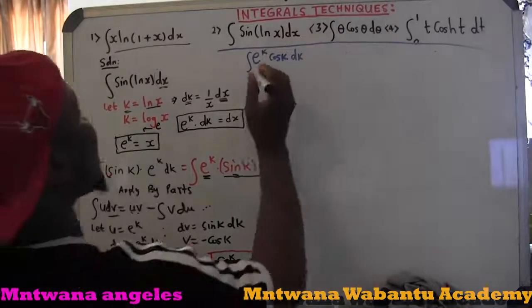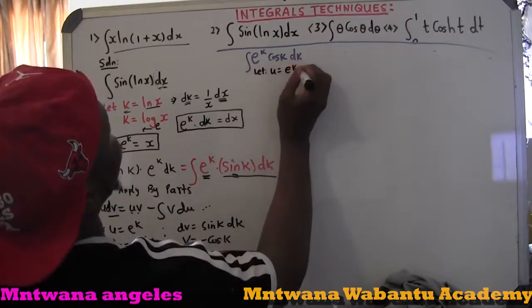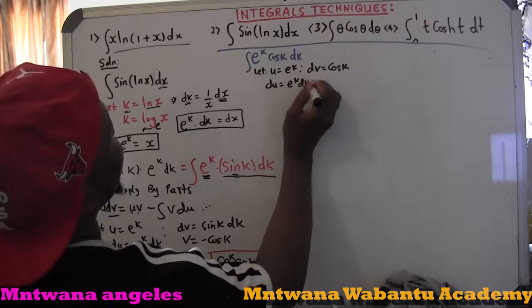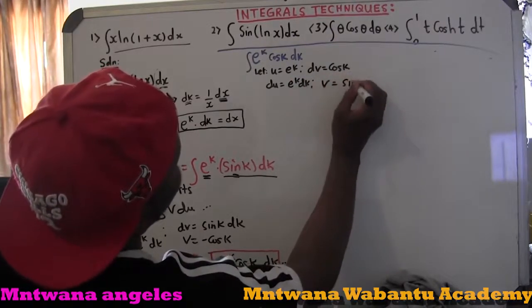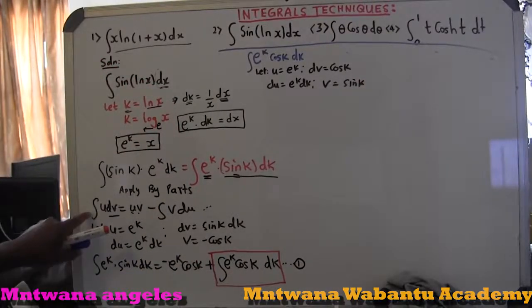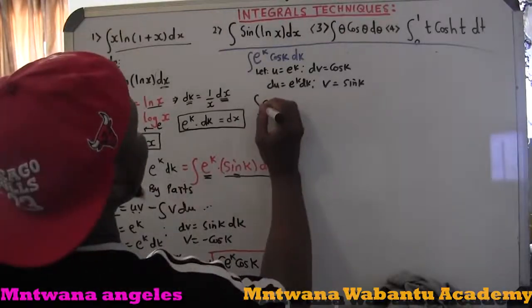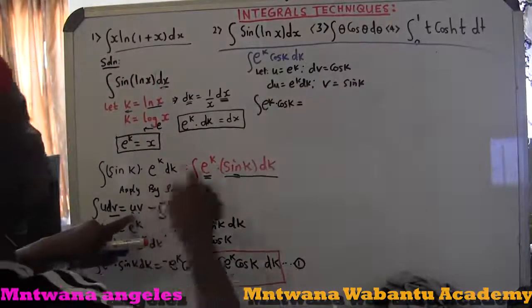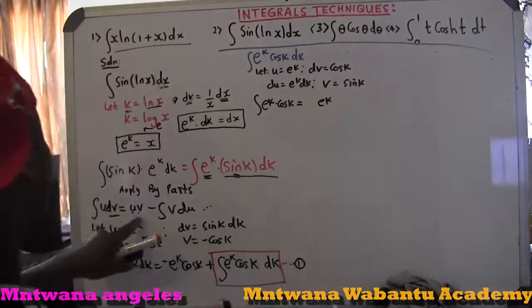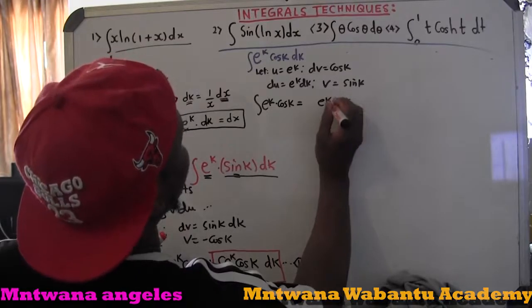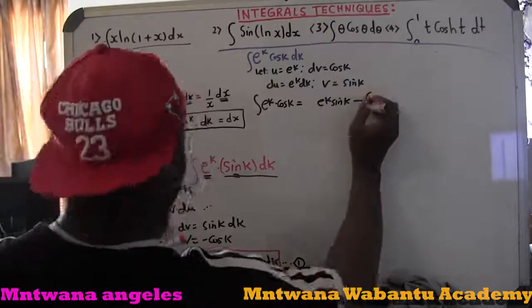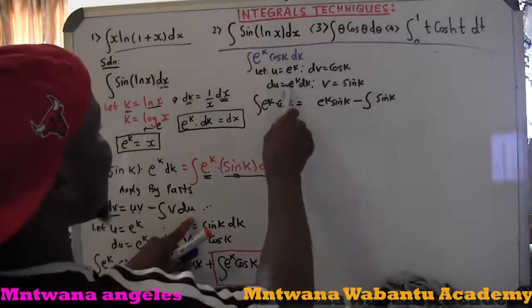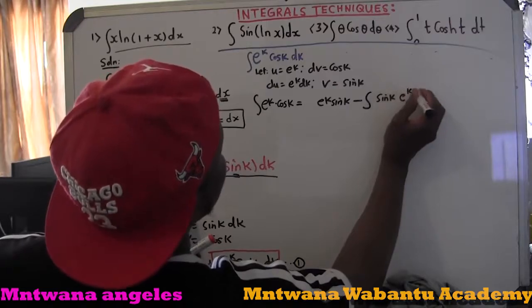So let u equal e^k and dv equal cos k. Differentiating, du equals e^k dk, and integrating dv gives v, which is sine k. Now we substitute in the integral formula: integral of u dv, where u equals e^k and dv equals cos k dk, equals uv, so e^k sine k, minus integral v du, where v equals sine k and du equals e^k dk.